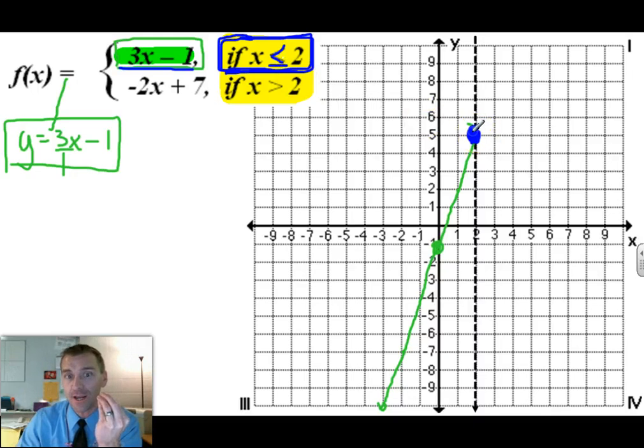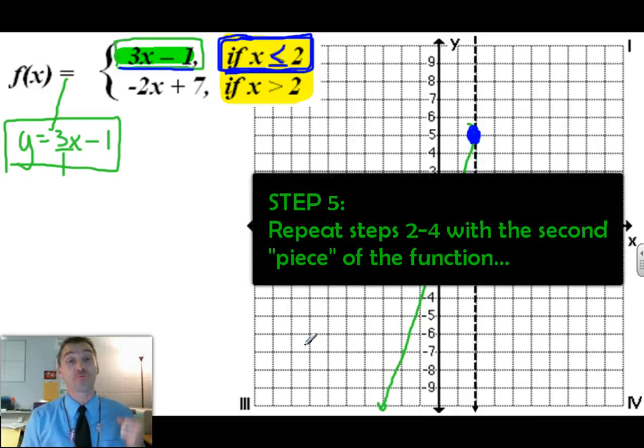So I need to put a closed circle right there. So a closed circle on the borderline. I kept all this stuff over here. Wonderful. And step number 5 is simply to just repeat. That's right. Repeat steps 2 through 4.